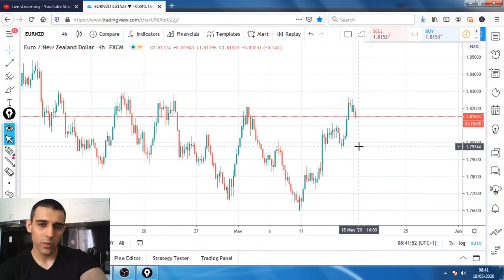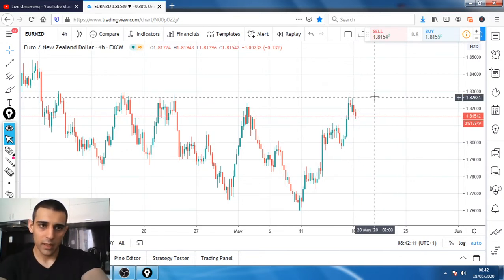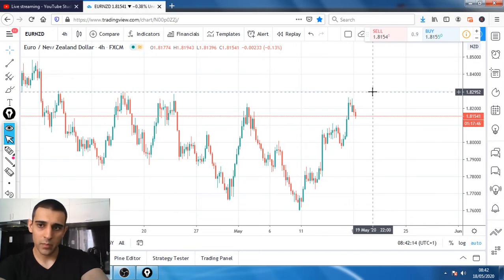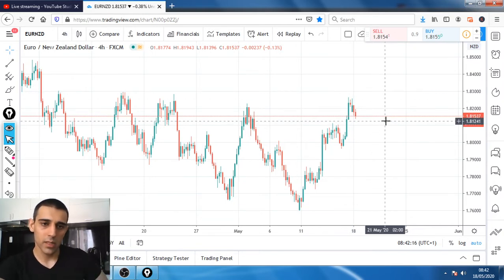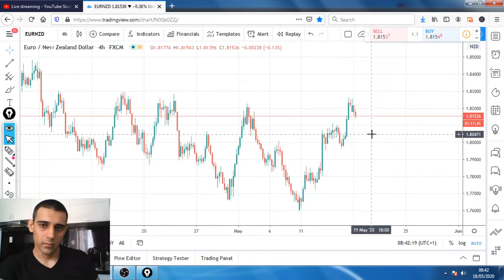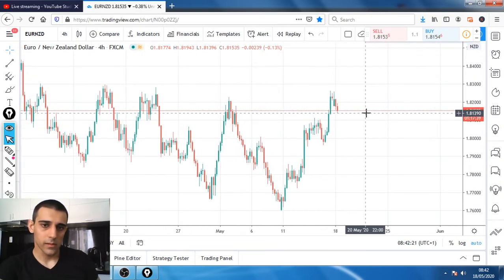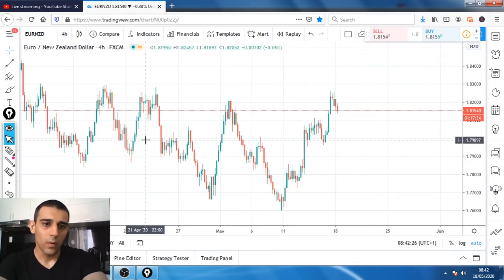I'm just thinking what would be the best way to approach this currency. As you know, I do like taking trades on the retracements because the risk-reward potential is greater. But in this case, it's a question of whether we should wait for the price to push a little bit higher or not. Quite puzzling.